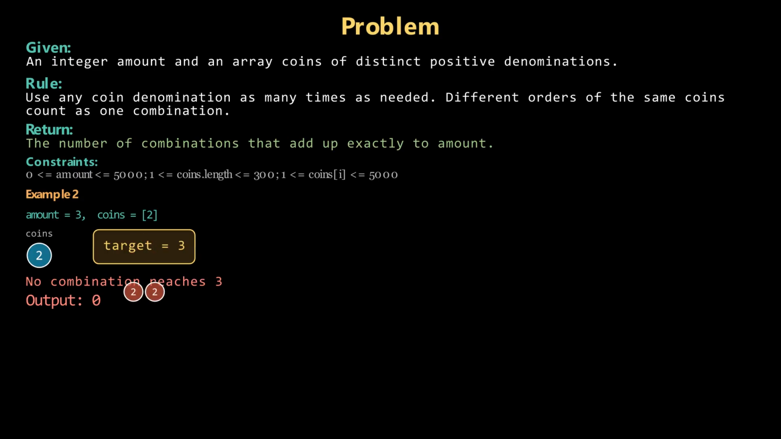Example 2, amount 3 with only coin 2. One 2 is short and two 2s pass the target, so there is no valid combination. The output is 0.